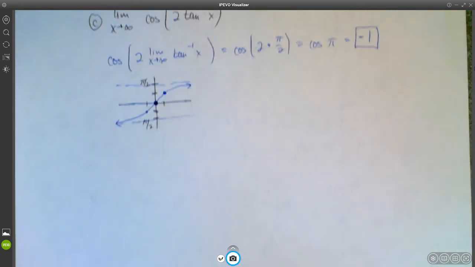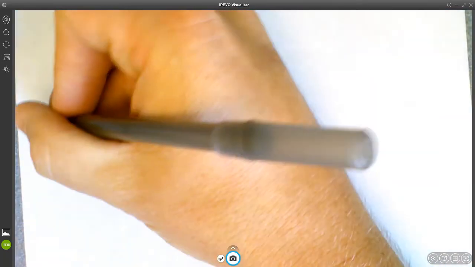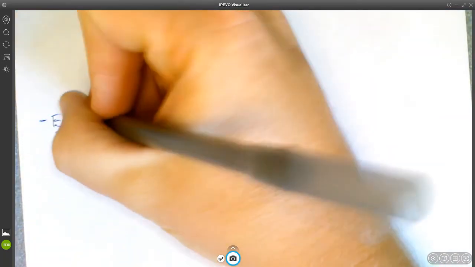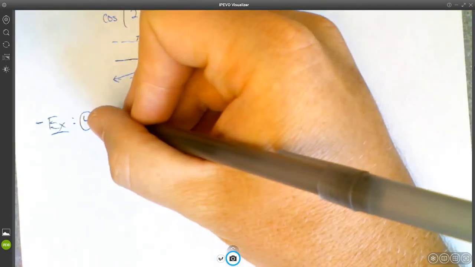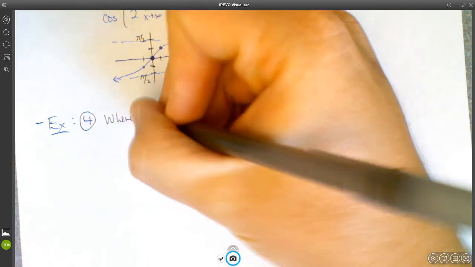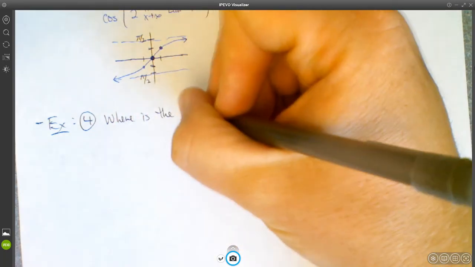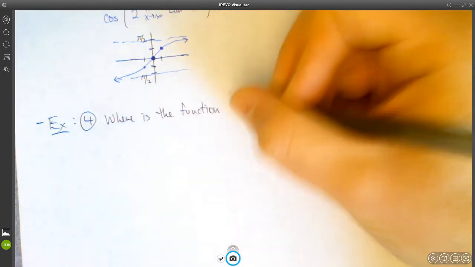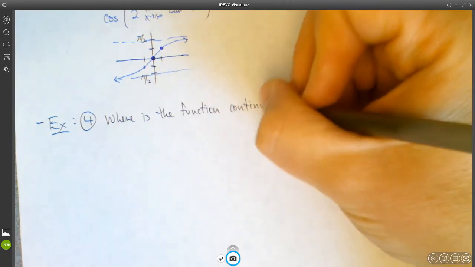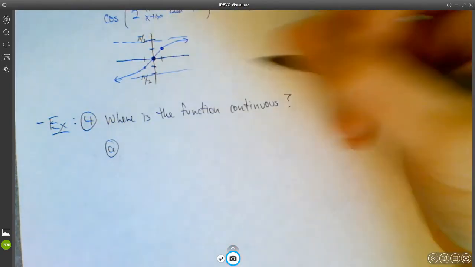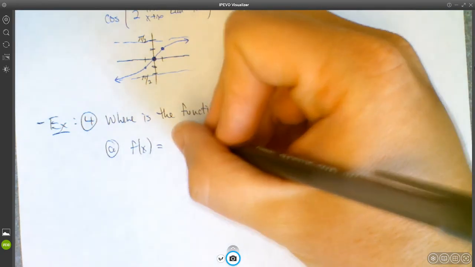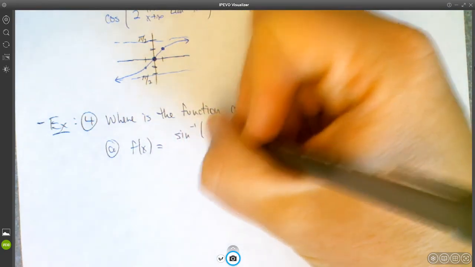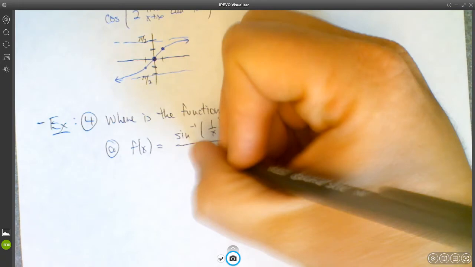Here's another way we can tie these concepts to calculus. So let's determine where the function is continuous. So let's do this for f of x equals sine inverse of 1 over x.